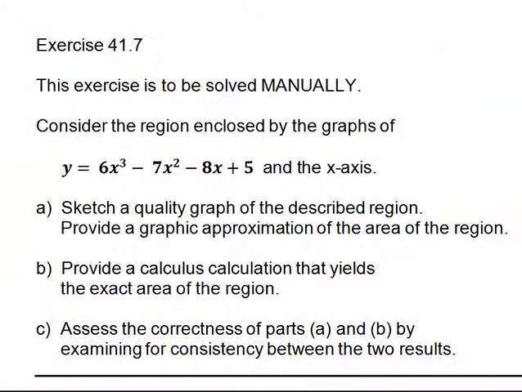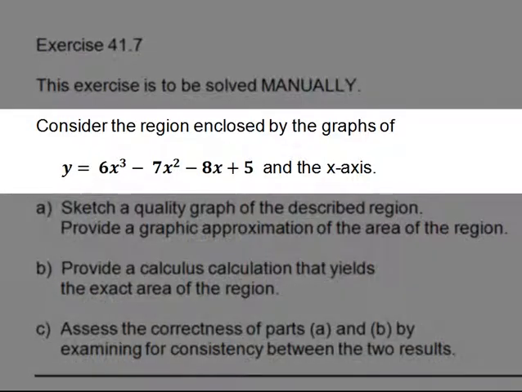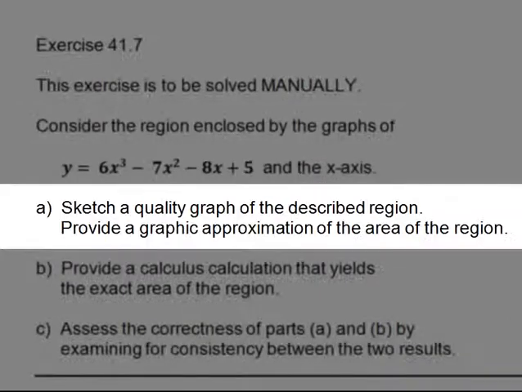Exercise 41.7. This exercise is to be solved manually. Consider the region enclosed by the graphs of y equal to 6x cubed minus 7x squared minus 8x plus 5 and the x-axis.